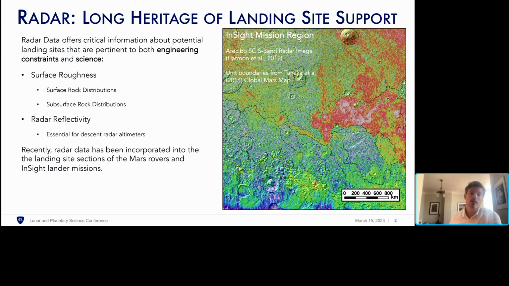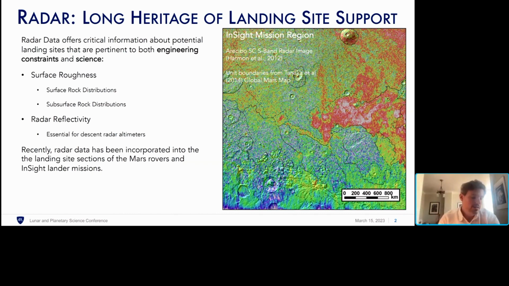Great. Okay, so there's been a long heritage in the use of radar data for landing site selection ever since the beginning of planetary missions. This is because it's hugely beneficial for engineering and safety constraints. Largely, radar will tell you information about the surface roughness, and from that you can get information about surface rock distributions, and also, really importantly, subsurface rock distributions.